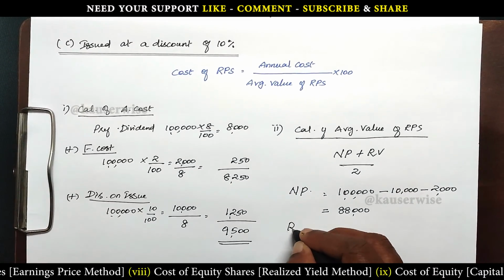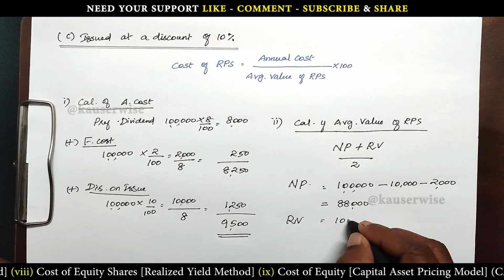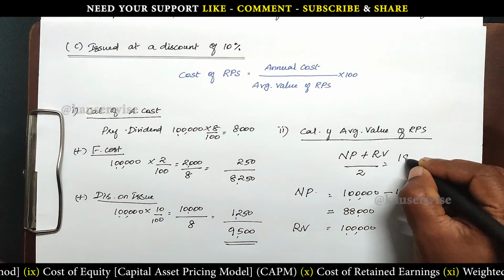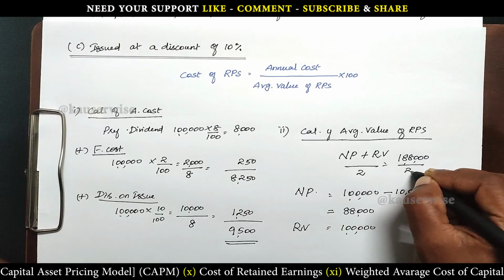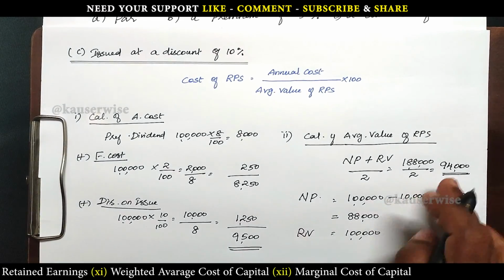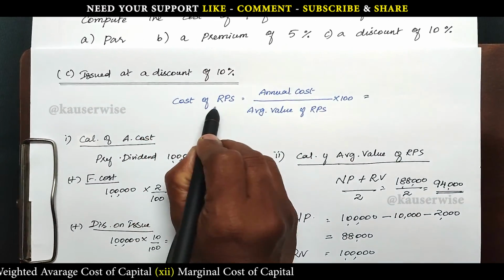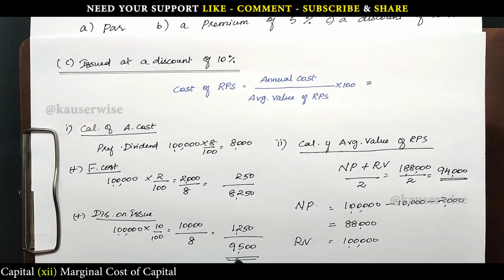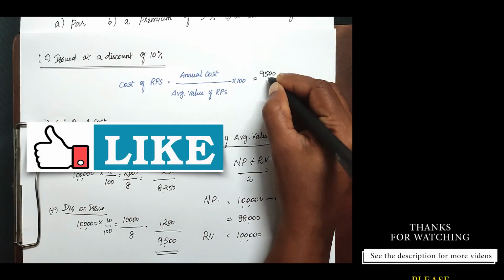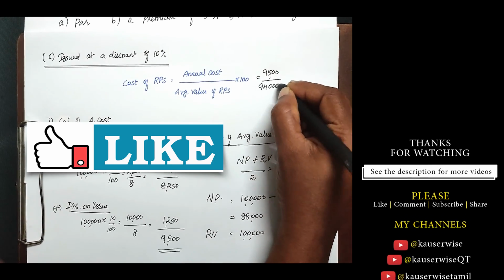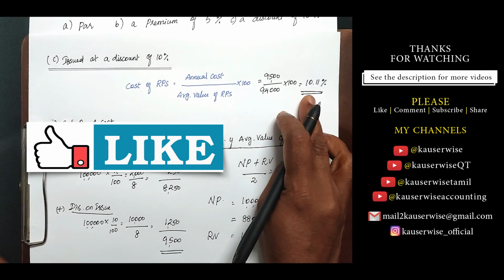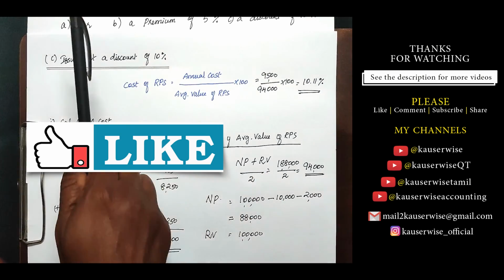The second one is redemption value, 1 lakh. So 88,000 plus 1 lakh, 1 lakh 88,000 divided by 2, 94,000. This is the average value of RPS. Now you can substitute the value in the formula to find out the cost of RPS. So annual cost how much? 9,500. Average value of RPS 94,000 into 100. 10.11 percentage. So this is the way to calculate cost of RPS in 3 different scenarios.